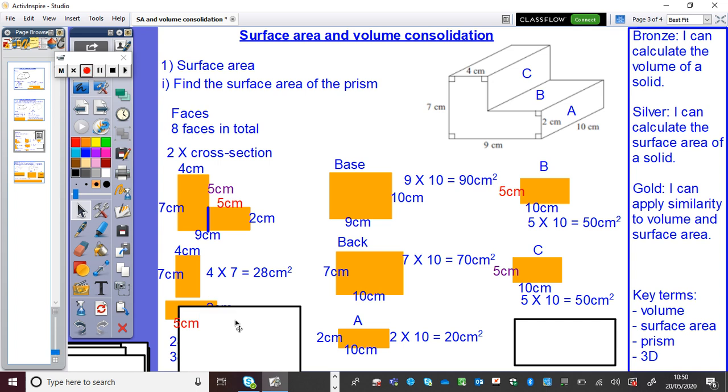I've then just got C to calculate. Now as you can see, my rectangles aren't drawn accurately at all here, but I've labelled them, so that doesn't matter as much.